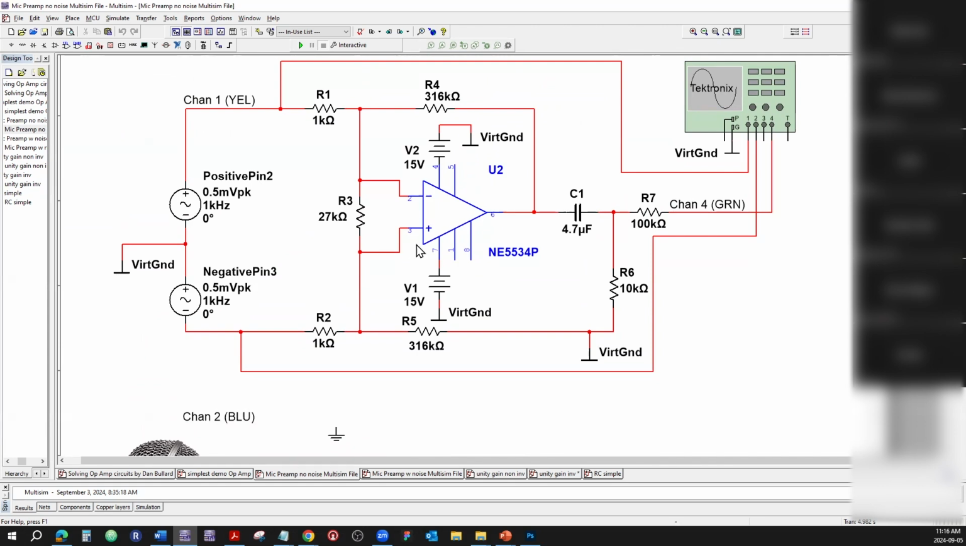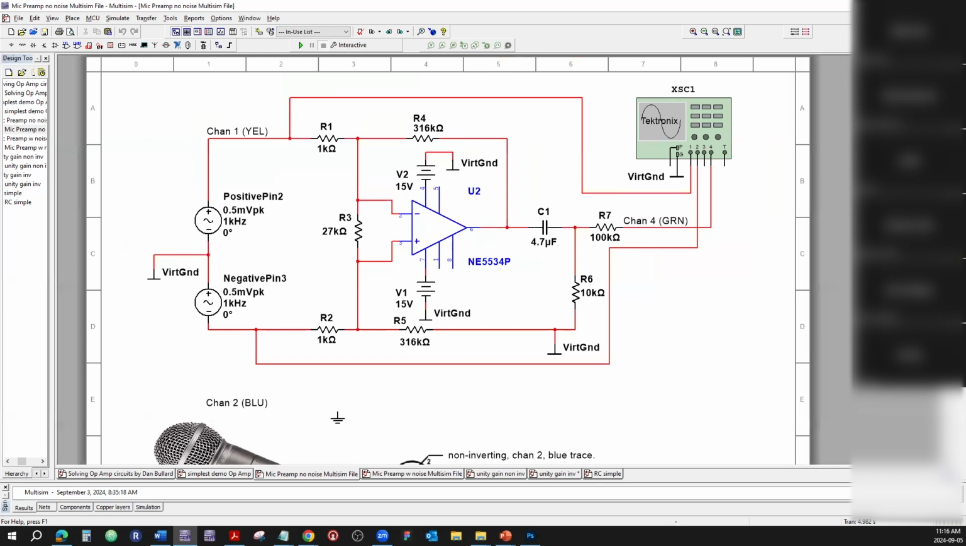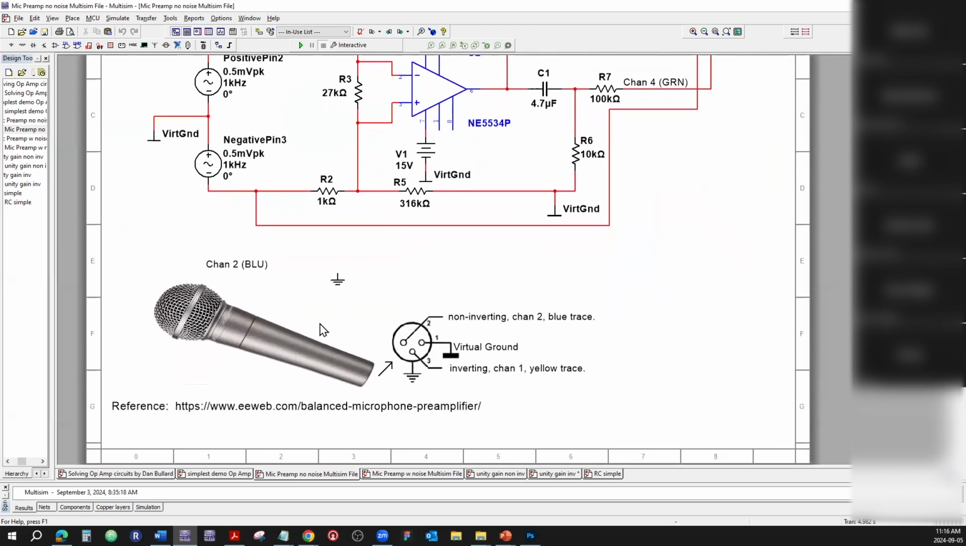How is this used in a practical application as a microphone or any kind of audio signal that is so-called balanced? There is the idea of a balanced signal and an unbalanced signal.